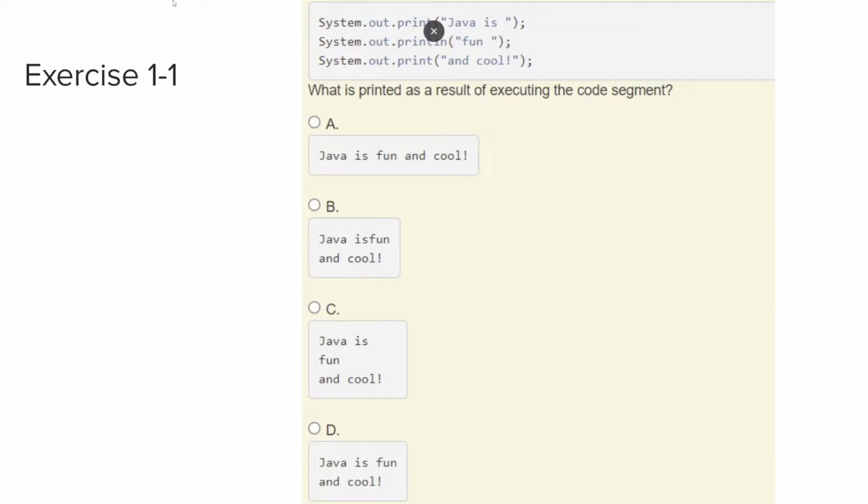So after learning about some print commands and some errors, let's look at some exercises that we can practice together. Okay, so we have our first exercise. We have System.out.print "Java is", System.out.println "fun", System.out.print "and cool". And we have 4 answers: Java is fun and cool, Java is fun and cool, Java is fun and cool, Java is fun and cool. So why don't you guys pause the video and try to solve it on your own.